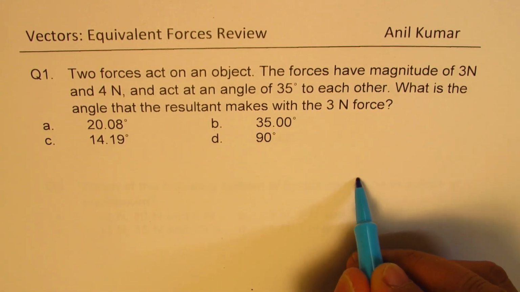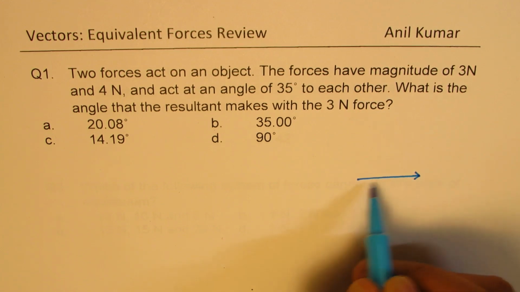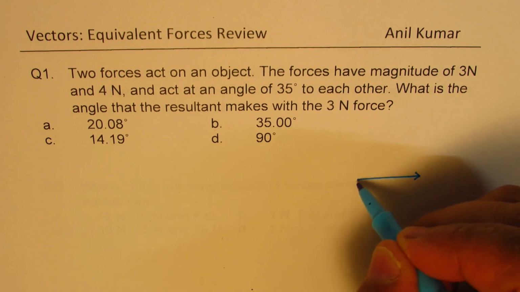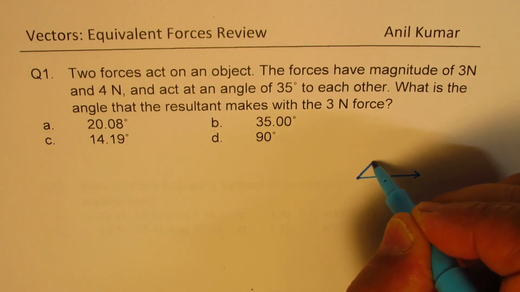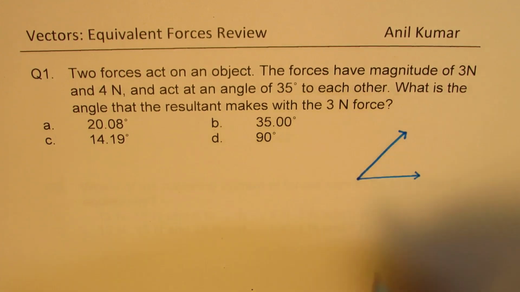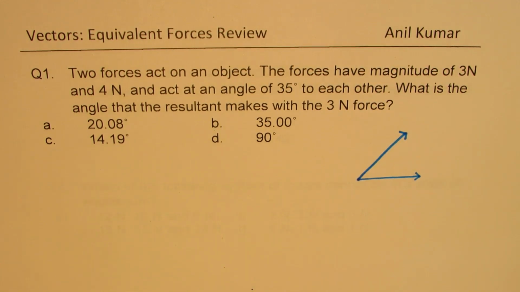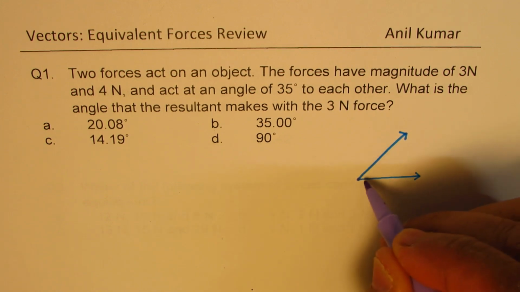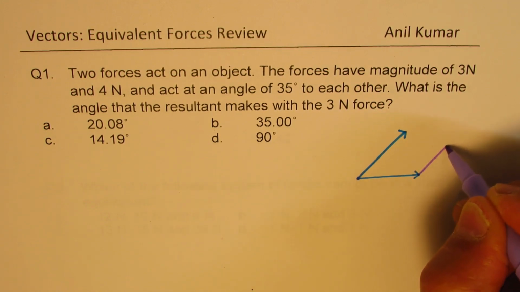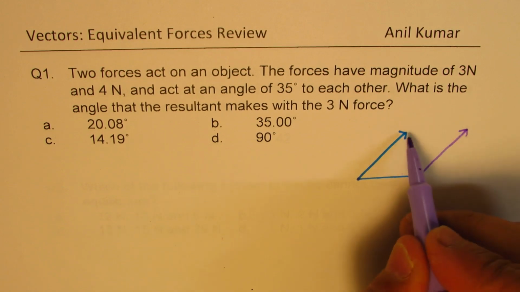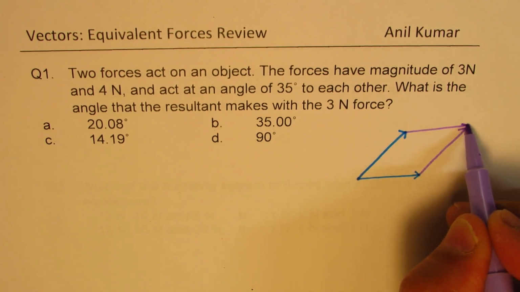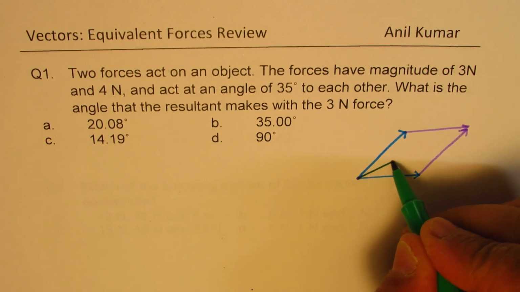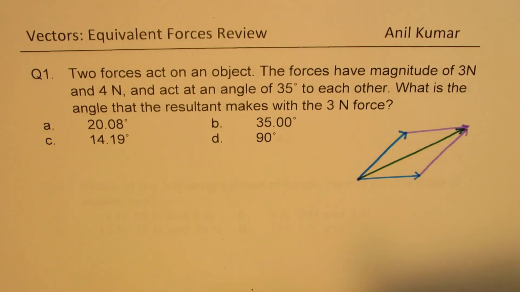So when you make your diagram, you will place 3 newtons horizontally, that is better, and 4 newtons will be drawn on the other side. The resultant we need to figure out will be from the head. We'll place this tail and then sketch 4 newtons, right? So that becomes the parallelogram we're looking for, and the resultant will be from the tail to the head.